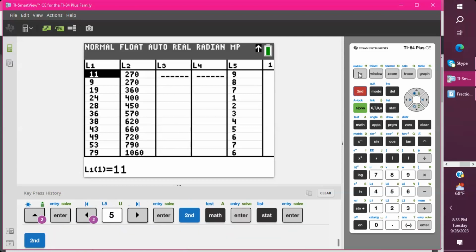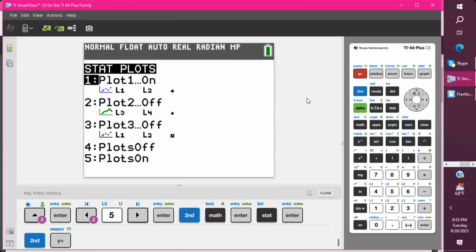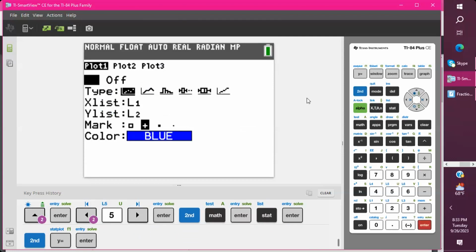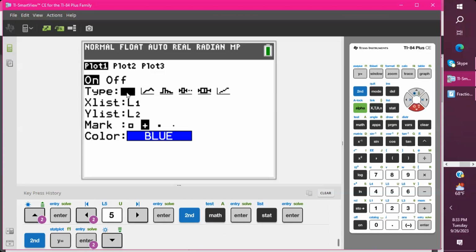And so that again is through the second stat plot. I'm going to turn on my first plot. I can have a scatter plot, which is my first one, or a connected plot. So that's already set up. I have my information in list 1 for my independent. List 2 is my dependent.